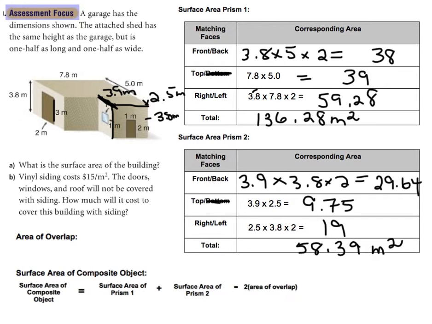So now what we need to do is find the area of overlap. The area of overlap is this area right at the back here. So it is actually the back of the second prism. So let's go to the back of the second prism that has the dimensions of 3.9 by 3.8. So that would be my area of overlap.